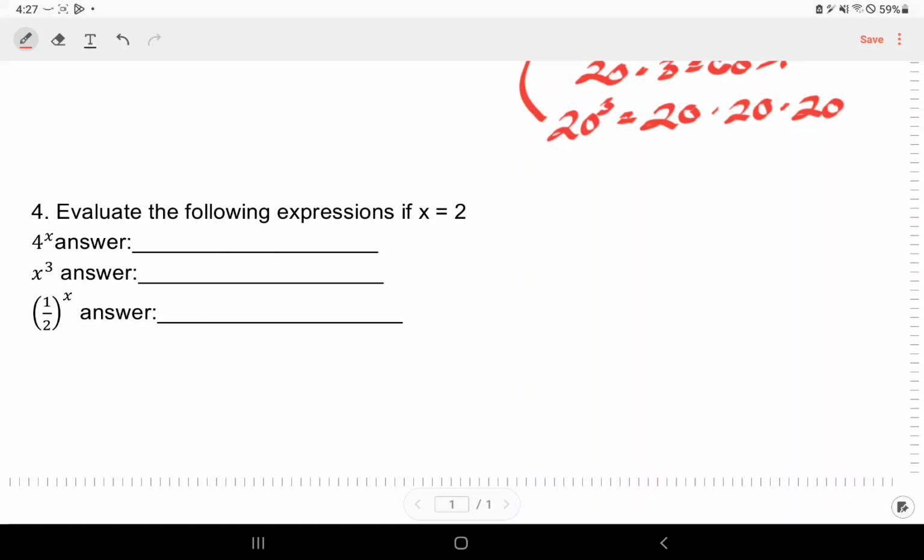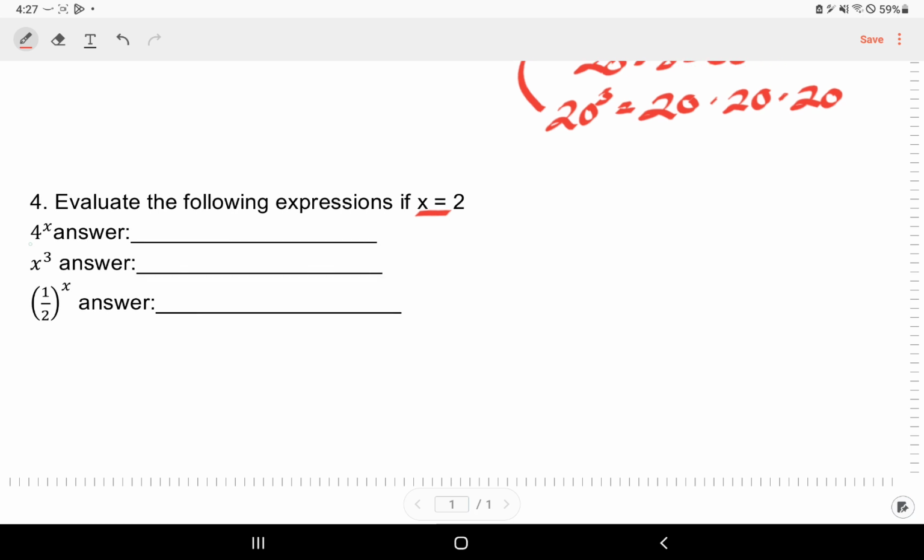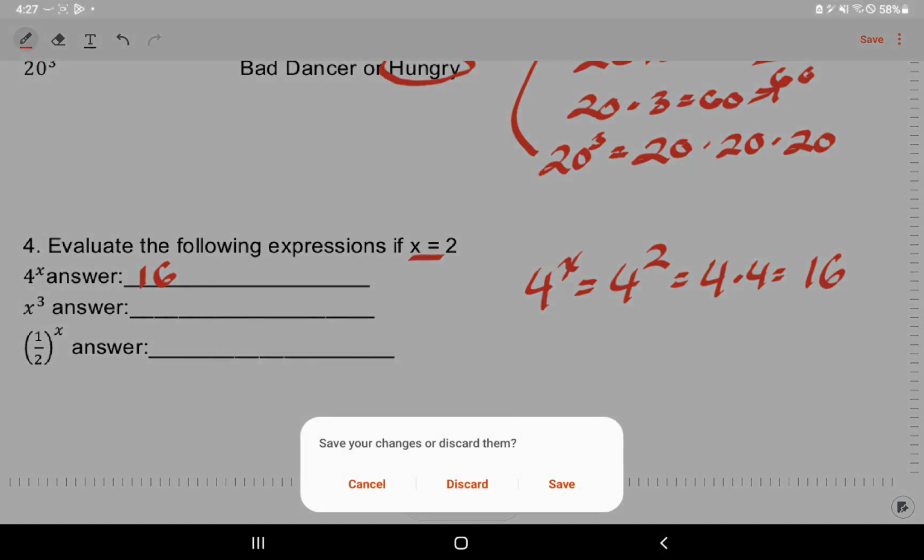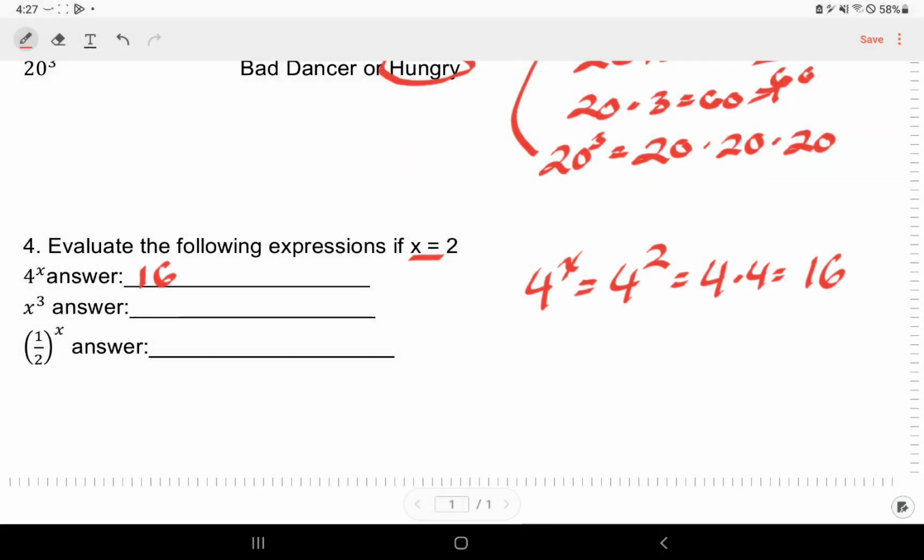And now for question 4. Evaluate. So if x is 2, what do these equal? So 4 to the x means 4 to the second. So that's 4 times 4, which is 16. Now, the number on the quiz is probably going to be bigger than that. So you'd have to keep going beyond 4 times 4.